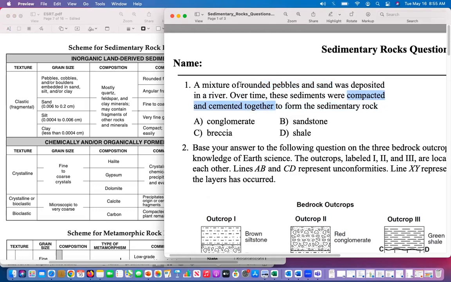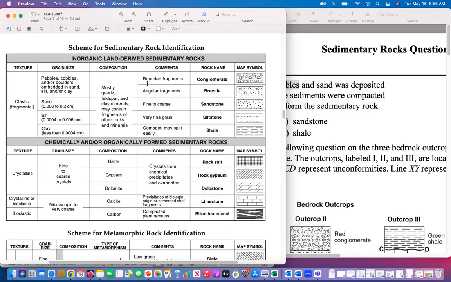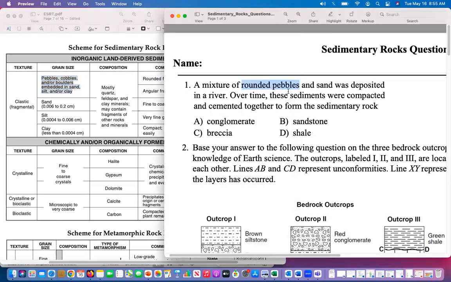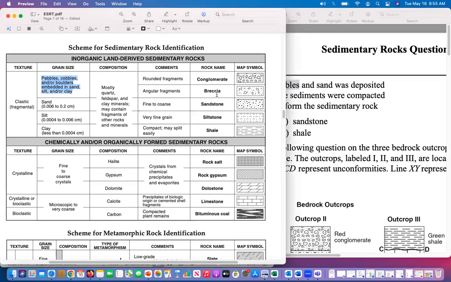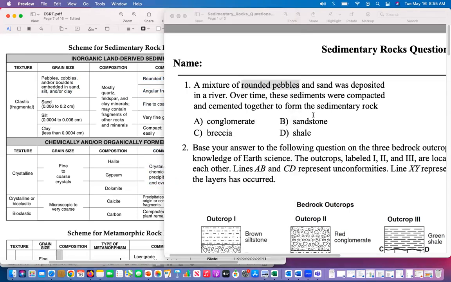So when I see a mixture of rounded pebbles, I see already rounded fragments, you can tell right here. And we know that this rock consists of pebbles, cobbles, or boulders embedded in sand, silt, or clay. It was a mix of rounded pebbles and sand. So that lets me know it could either be breccia or conglomerate, but rounded fragments is with conglomerate. And so that's why the correct answer is choice one for A.